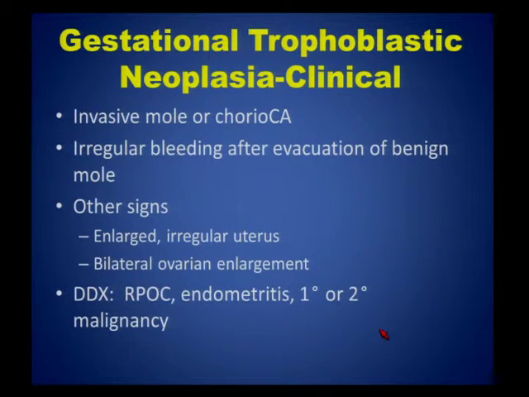Another tidbit about clinical gestational trophoblastic neoplasia. Again, this is the invasive mole or choriocarcinoma, the mole that's gone on to complications. This usually presents as irregular bleeding after the evacuation of a benign mole. Other signs would include an enlarged, irregular globular uterus and bilateral ovarian enlargement. And the differential is, again, RPOC that Rusty nicely outlined for us, endometritis, or a primary or secondary malignancy.